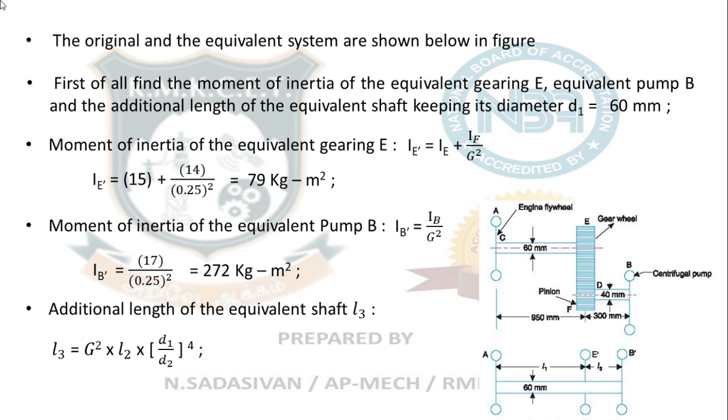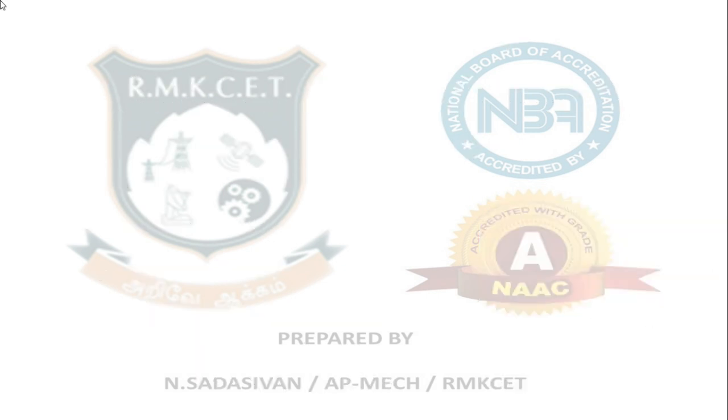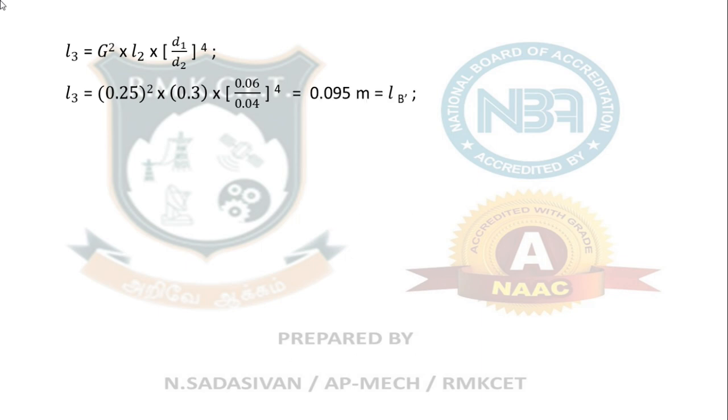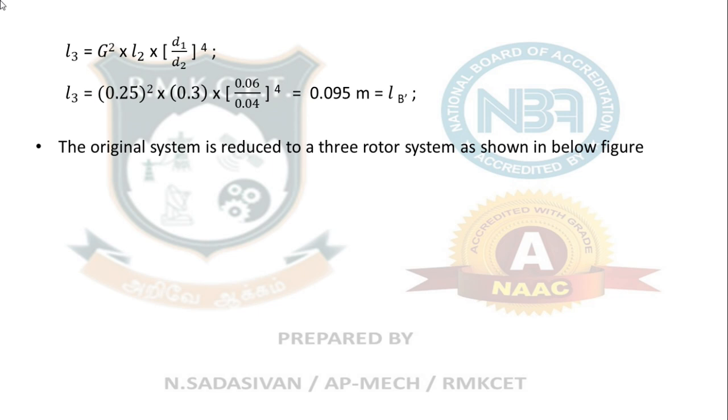So the L3 formula, this also you know. Same formula: G square into L2 into D1 by D2 whole power 4. G is 0.25, L2 is 0.3, D1 is 0.06, D2 is 0.04, that is 40 millimeter. Put it into that formula: G square into L2 into D1 by D2 whole power 4. Putting all the numbers, I am getting 0.095 meter as the extra length beyond the first shaft in the equivalent configuration. So all the things are found out.